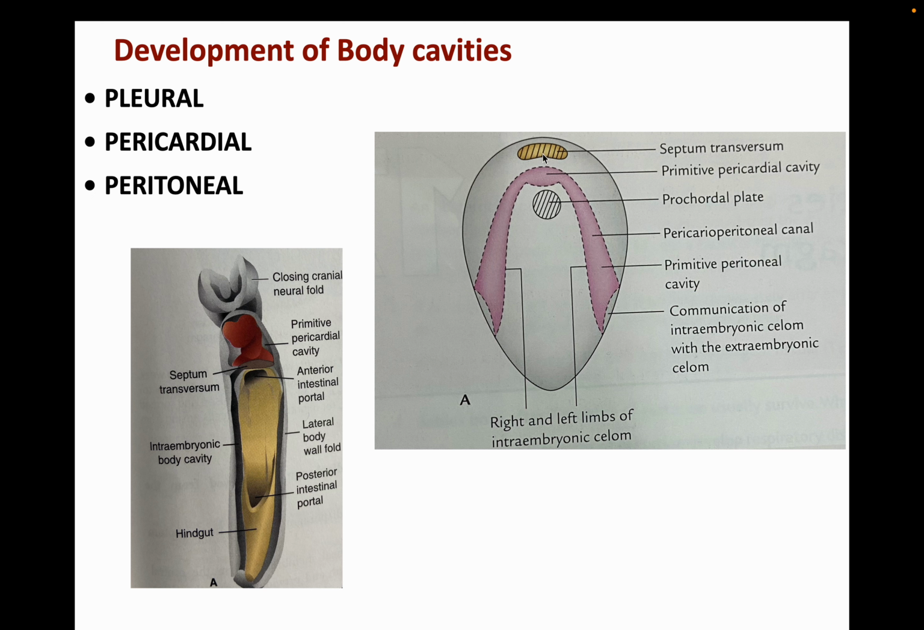In the center there is septum transversum. Then this is the intraembryonic coelom. So intraembryonic coelom is going to form different cavities. So these are primitive pericardial cavity, then pericardio-peritoneal canal and primitive peritoneal cavity. So this is the procaudal plate. This diagram we have discussed in our previous lecture, and these diagrams, as I have told you earlier, are taken from your standard textbooks.